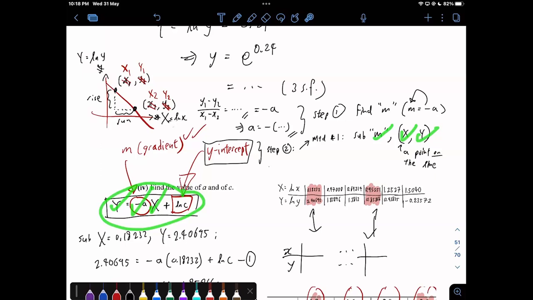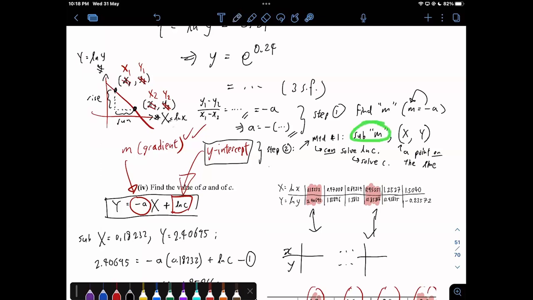Yes, ln C. So that means you can solve for ln C, and then from there you can solve for C. Do you understand what I am saying? That's the procedure. Tell me if you don't understand it. Do you need me to show you an example? No? Don't need, okay.